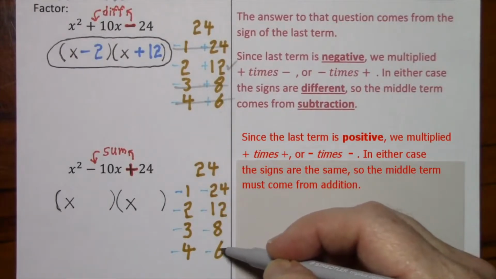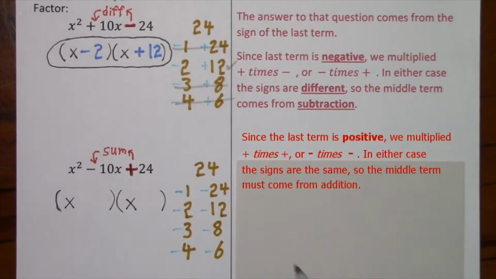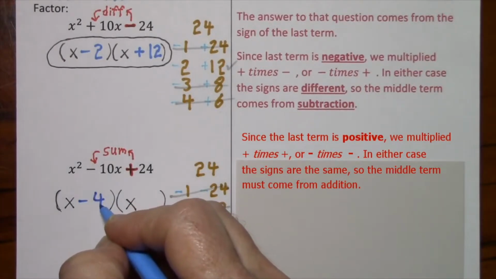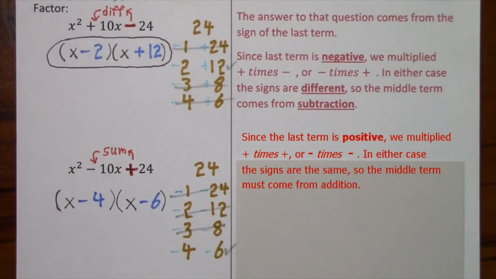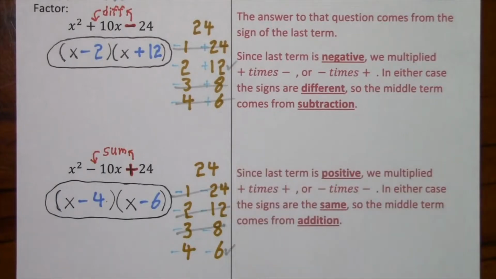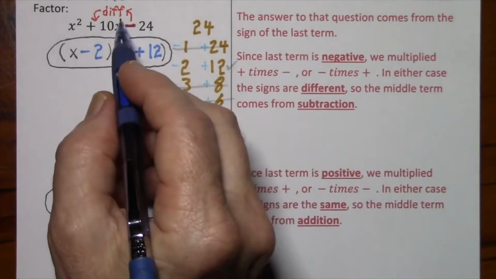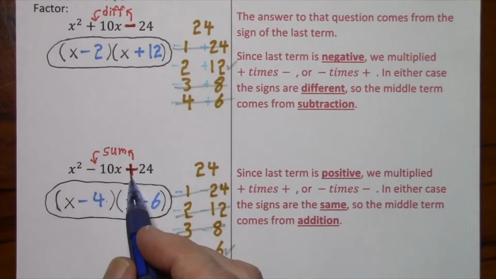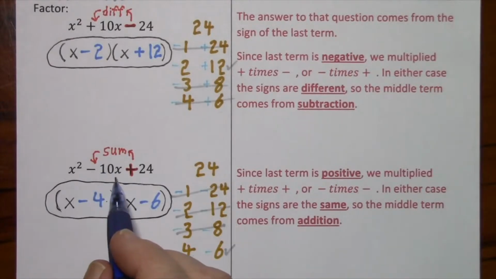So which factor pair would give us a negative 10? Not that, not that, not that, but this factor pair works. So you simply plug in negative 4 and negative 6. This is the factored form of our original trinomial. So quick review, if this is negative, you'll be looking for a difference to get your middle term. If this last term's positive, you'll be looking for a sum to get your middle term.